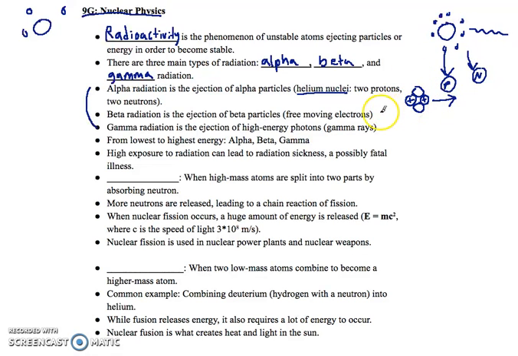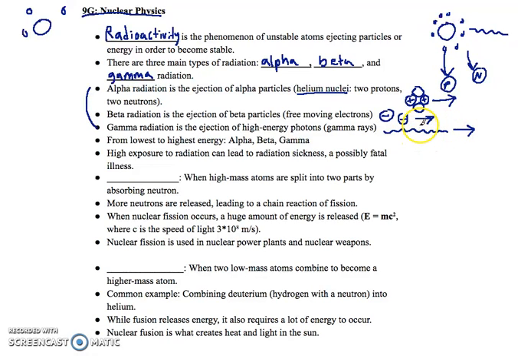Beta radiation is a little bit different. That's the ejection of beta particles. So instead of a nucleus that's made up of protons and neutrons, that's going to be just free moving electrons that get ejected. So again, still a particle, but a little bit different. And then the last one, gamma, that's the ejection of high energy photons. The way to think of it would probably be gamma rays, so you've seen that before. So again, high energy electromagnetic radiation.